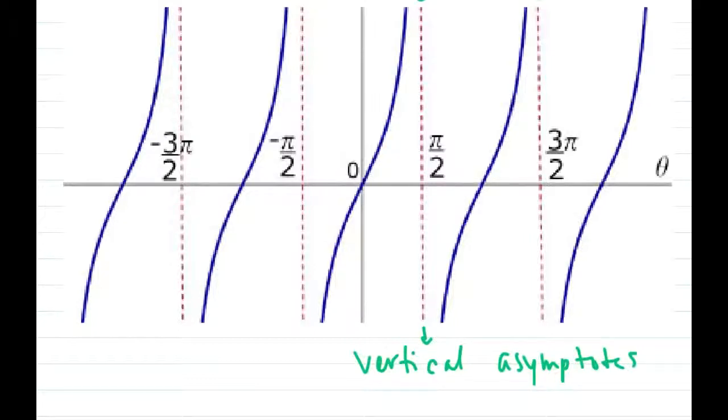And what that means is the graph will never cross the line, it will never touch the line, it will just get closer and closer to that value. But tangent everywhere else, if you want to know something, it always goes through the origin. Very similar to sine, it's always going to intersect the origin.